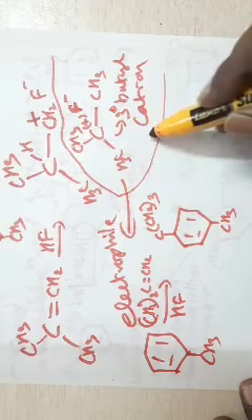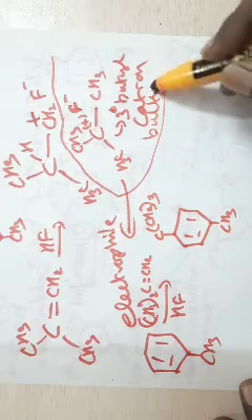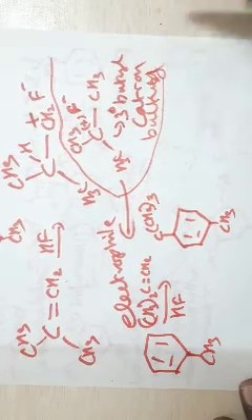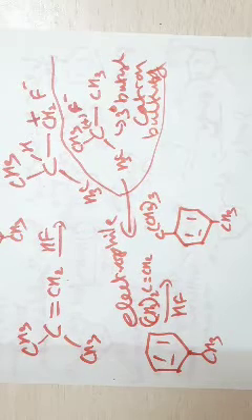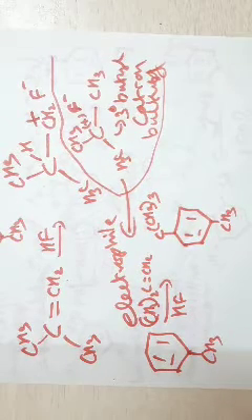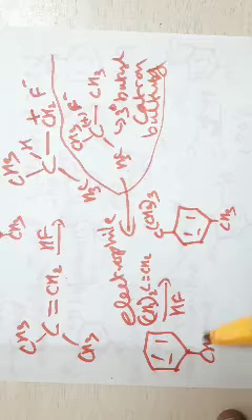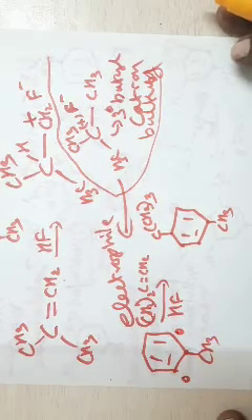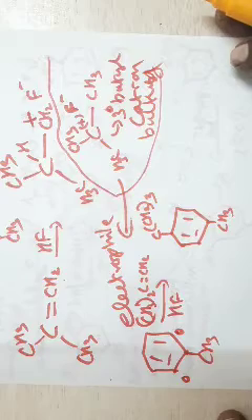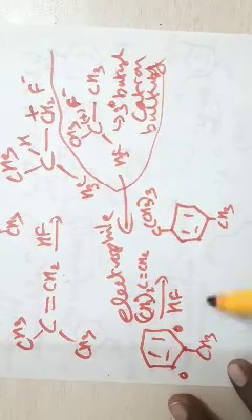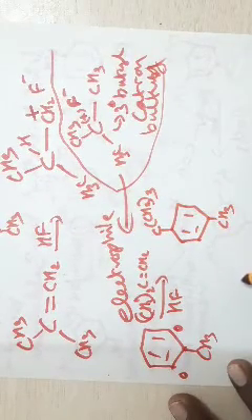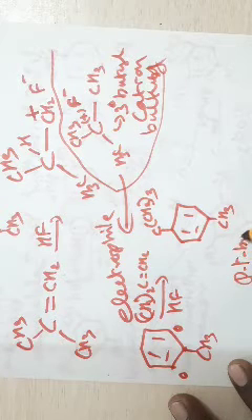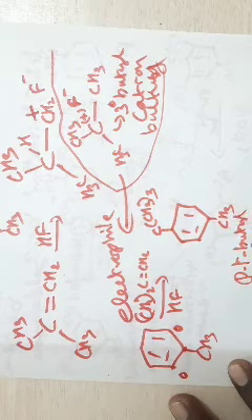Tertiary butyl group is a bulky alkyl group. So steric effect operates as a result. These two ortho positions will not be substituted. You have a methyl group, and the tertiary butyl group is a bulky group. So you will get para-tertiary butyl toluene as the product.